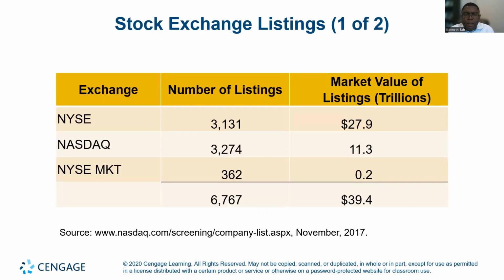So we can see here a comparison between the New York Stock Exchange and the NASDAQ. In terms of number of listings, 3,274 companies were listed on NASDAQ, as at December 2017. While we have 3,274 with NASDAQ, we have 3,133 with the New York Stock Exchange. So even though the New York Stock Exchange has fewer listings, in terms of market value of listings it has about $27.9 trillion, whereas NASDAQ has just $11.3 trillion. So NASDAQ has the highest number of listings but the smaller market value of listings. New York has a smaller number of listings but a larger market value of listings.